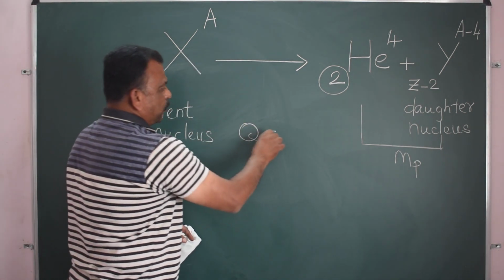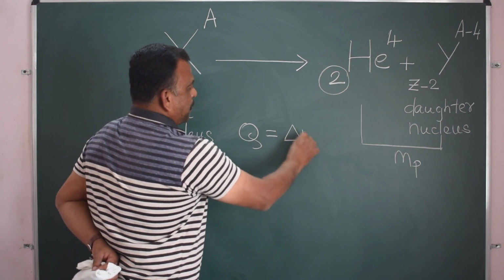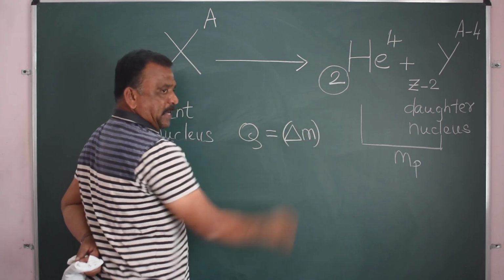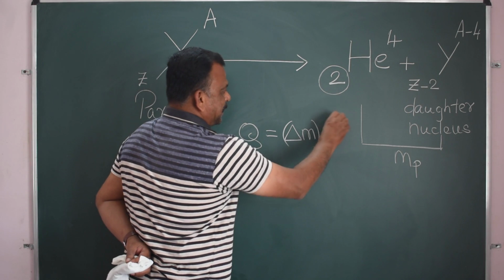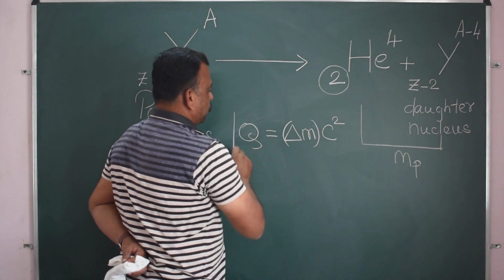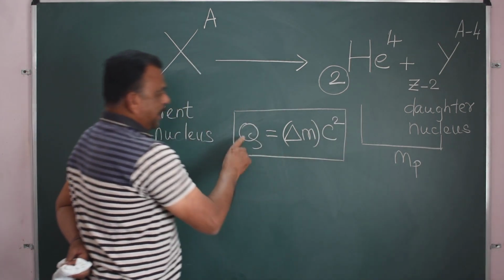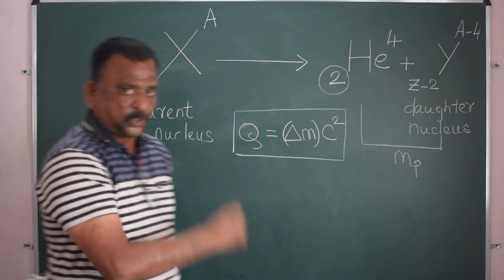So Q equals change in mass, that is delta M, Mr minus Mp, into C square. E is equal to mc square, so I am applying that formula. So I end up with Q equals delta M into C square.